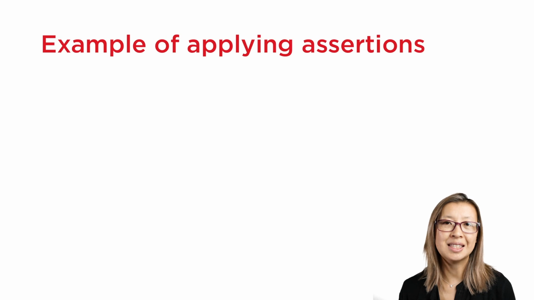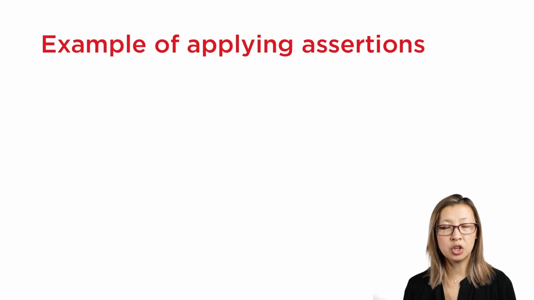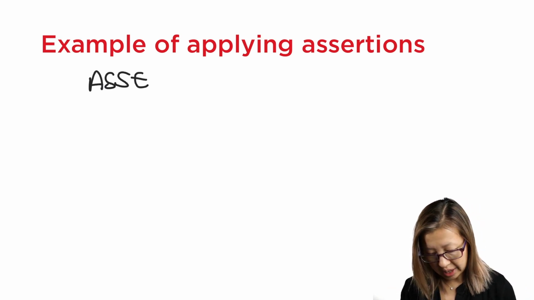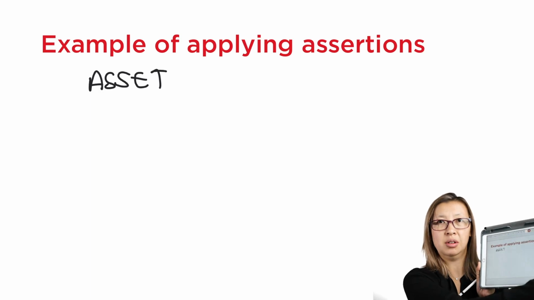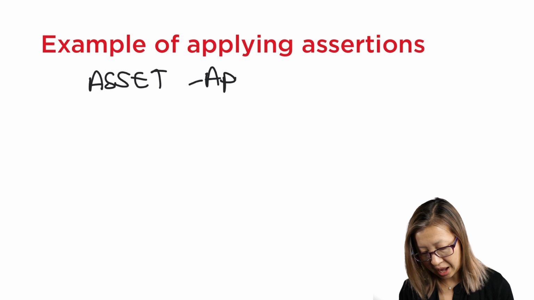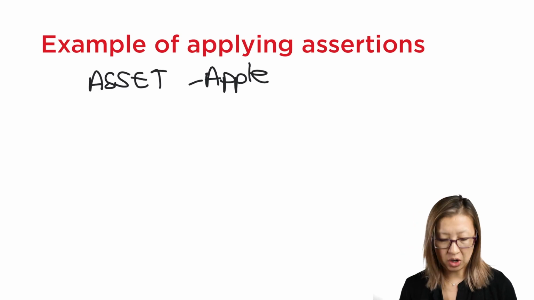So let's look at an example of applying assertions. And I'm going to apply that to a balance sheet item of a particular asset. And let's look at my iPad Pro here for Apple. So we're looking at Apple and we've got our assertions.